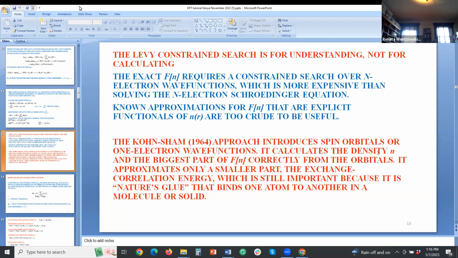When I say that this exchange correlation energy is small, I don't want to say it's unimportant. In fact, it's very important because it's nature's glue. The exchange correlation energy is what binds one atom to another to make a molecule or a solid. That's typically what we want to understand in the electronic structure problem. If you leave out the exchange correlation energy or set it to 0 in a Kohn-Sham calculation, you find that molecules and solids are either unbound or they're just barely bound, not realistically bound at all.